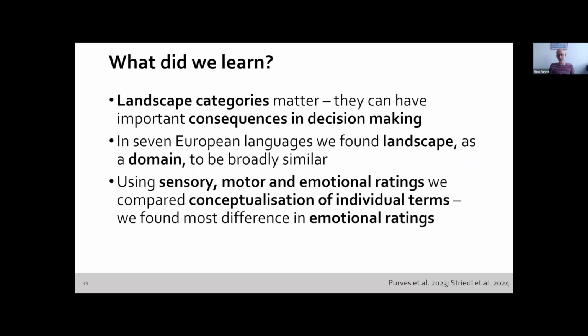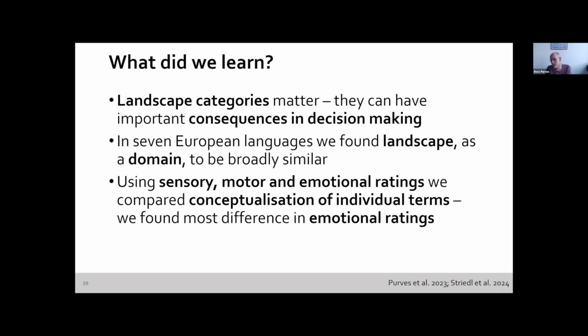And what this all tells us is that, first of all, landscape categories matter, right? So if you want to write policy documents about landscape, the categories you choose are clearly going to have consequences, and translation is maybe more complicated than we might think. However, in these European languages, landscape as a domain is overall broadly similar. When we look, though, at these different ratings, the sensory, the motor, and the emotional ones, and compare them, we find more difference in the emotional ratings.